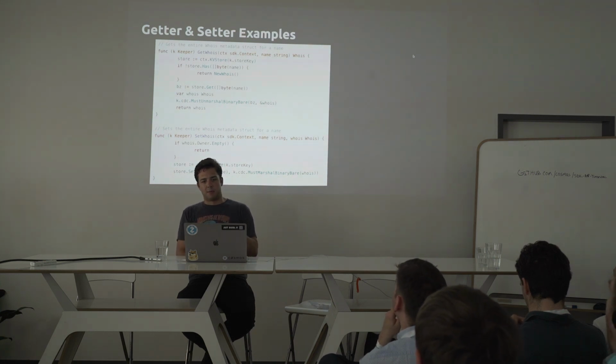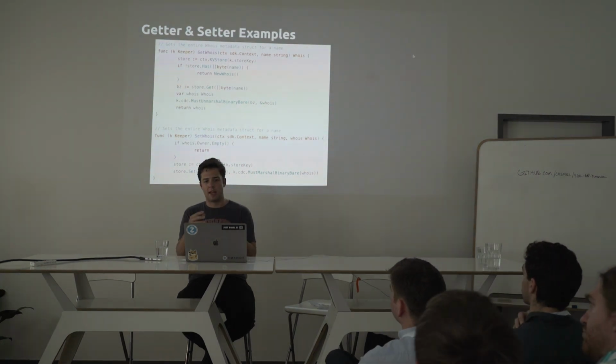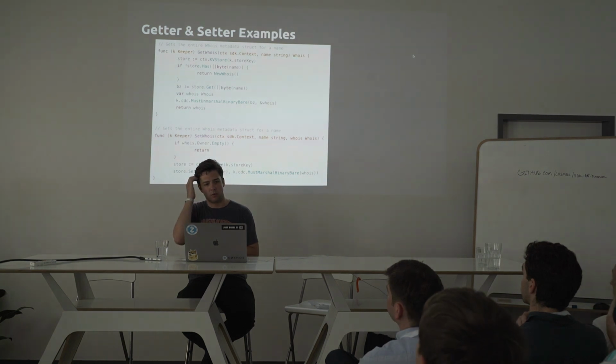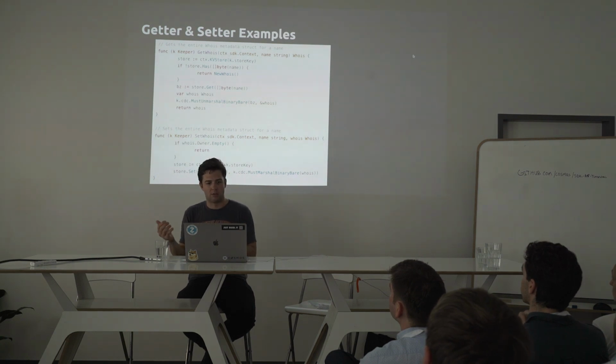So this is an example of a getter and a setter and what it looks like. And you can see that we are first kind of pulling out the KV store and accessing it with the key. And then we're checking if the name exists. If it does, we're going to return it. And if it doesn't, we're going to return an error.